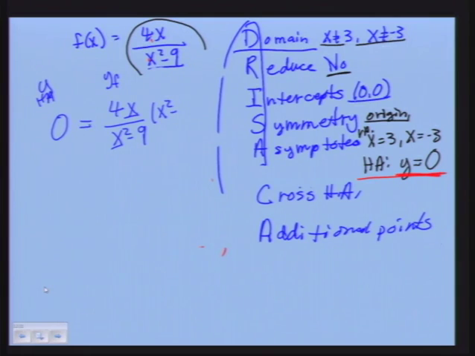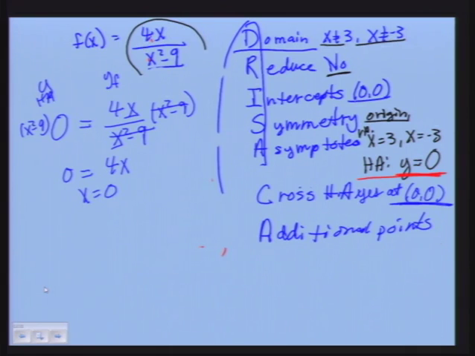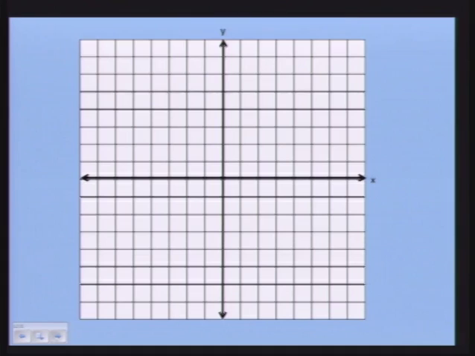Multiplying both sides by x squared minus 9, we get 0 equals, these divide out. Look, I've gotten that before. X is 0. Yes, we got 0 for x, and when I plug in 0 for x, horizontal asymptote says y is always 0. So 0, 0 is where they cross. Also happens to be the intercepts we found up there. So we have a lot of information now, and we are ready to graph our function.